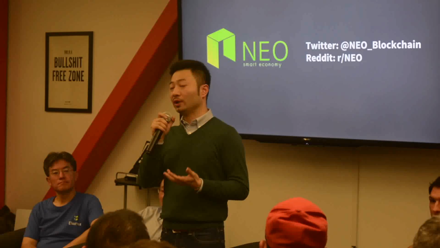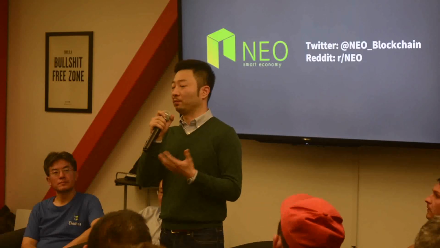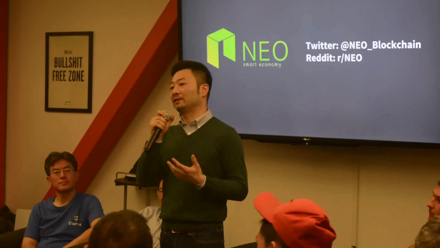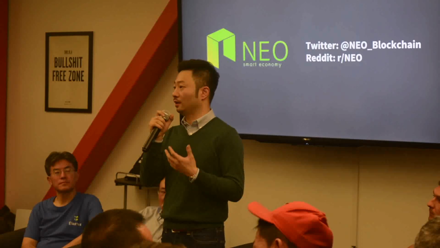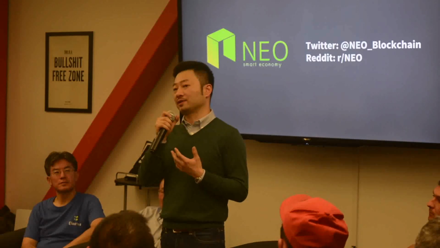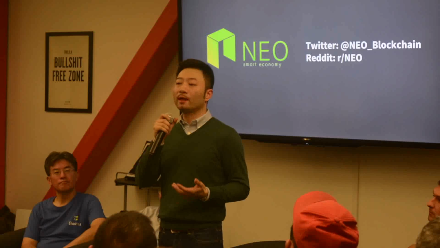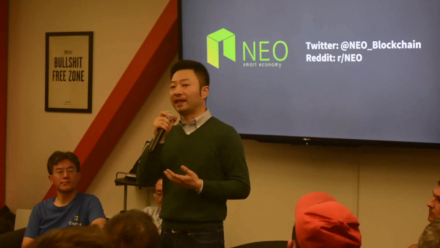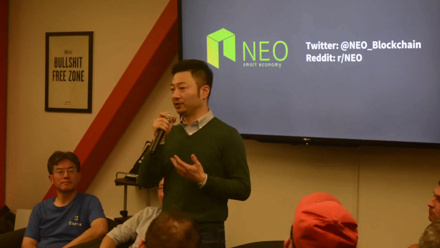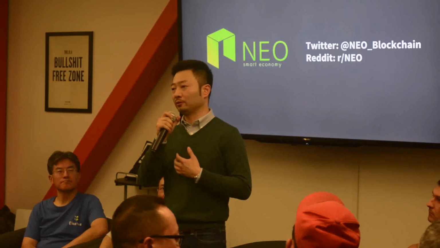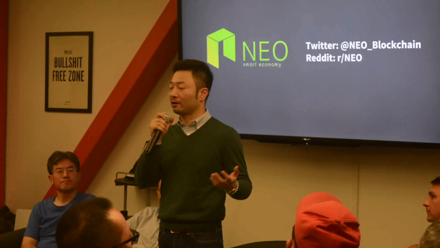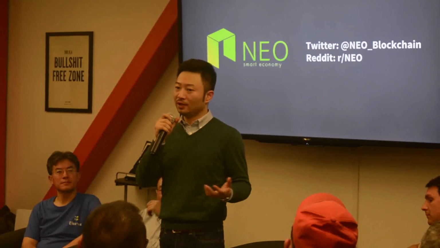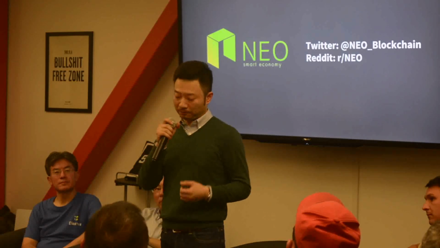When you are holding NEO, you are holding the stake of the blockchain. You can vote for who can join the consensus process and how much the transaction fee should be. So that's a stake, and we call it the governance token, NEO. And then the GAS token. The GAS token is for utility. You use GAS to pay for everything, to deploy a smart contract, to pay for a transaction. So GAS is a utility token.